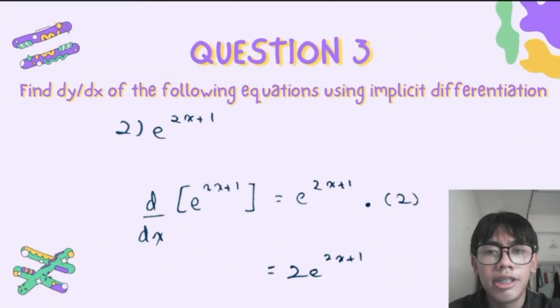Now for the second term, minus e^(2x+1). This is a straightforward exponential derivative with respect to x. We differentiate the exponent to get 2 and bring it to the front, giving us minus 2e^(2x+1).